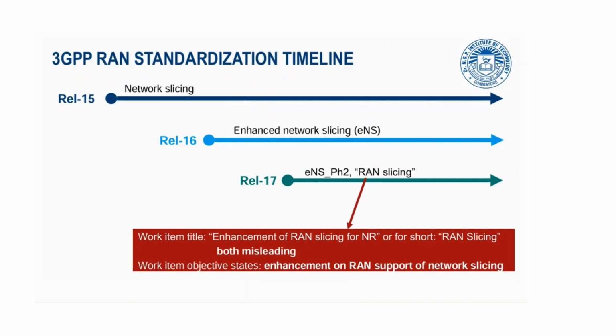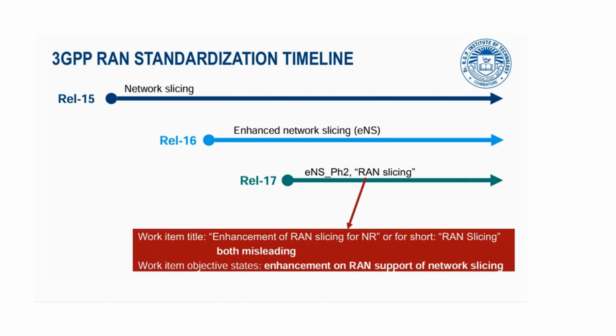Next goes the standardization timeline. Release 15 introduced the foundational concept of network slicing, enabling multiple virtual networks to coexist on a shared physical infrastructure in the 5G network. Going ahead, Release 16 brought enhanced network slicing, building on the initial capabilities by providing improved features and support for advanced use cases.